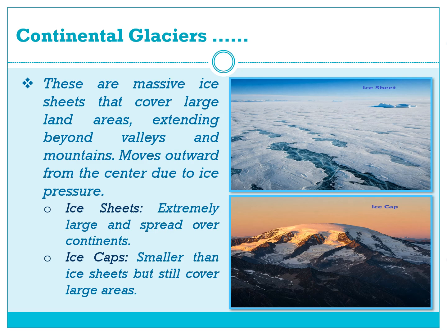Continental glaciers. These are massive ice sheets that cover large land areas, extending beyond valleys and mountains, and move outwards from the center due to ice pressure. The ice sheets are extremely large and spread over continents. Ice caps are smaller than ice sheets but still cover a large area.